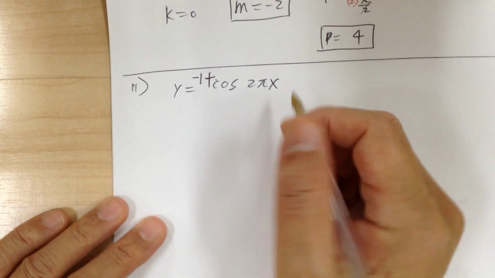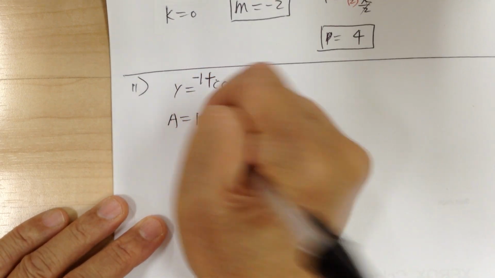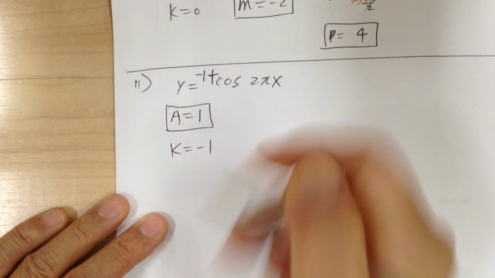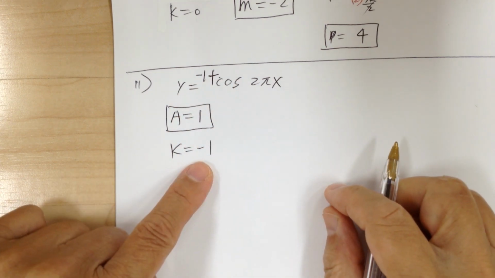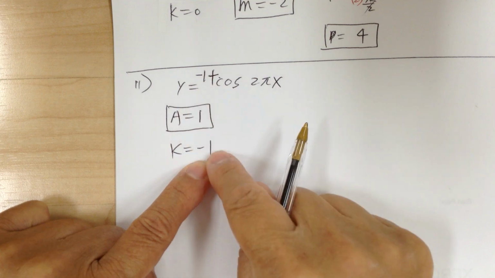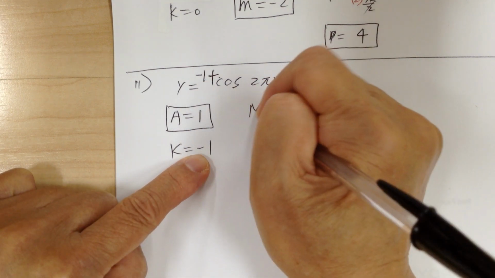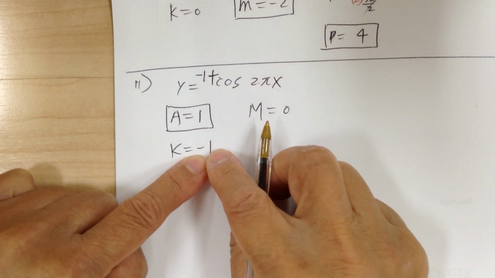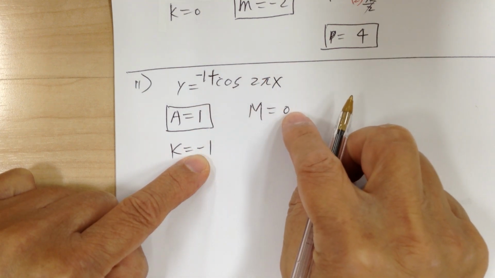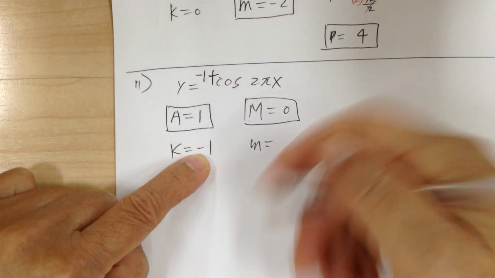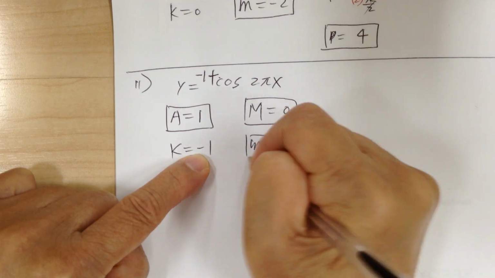Okay, so anyway, over here the amplitude equal to 1, and your k equal to -1. So that's your starting value, that's your k, that's your starting point. If you go up by 1, your highest point is going to equal 0. Again, you start with -1, you go up 1, you're going to get 0. And if you start at -1 and you go down by 1, you're going to get -2.